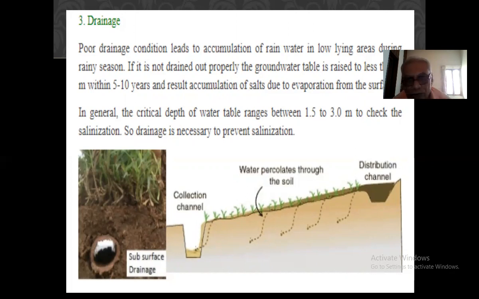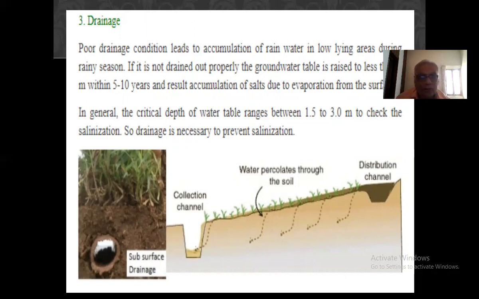So what happens? The water is stagnant on the ground, then the water evaporates, and the salt remains on the surface. That salt accumulates on the surface of the soil and hinders the growth of the plant. In general, the critical depth of the water table ranges between 1.5 to 3 meters to check salinization. So drainage is necessary to prevent salinization, so that there will be no further salinization. Salinization means more accumulation of salt on the surface soil.